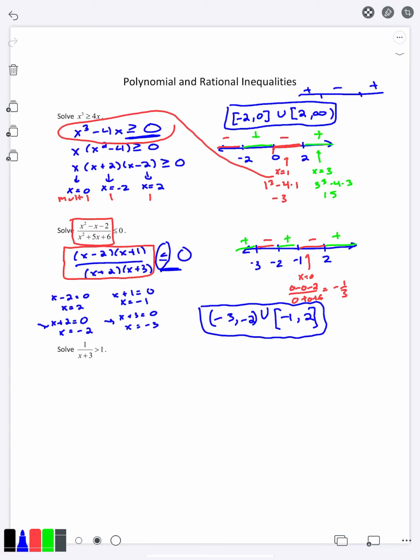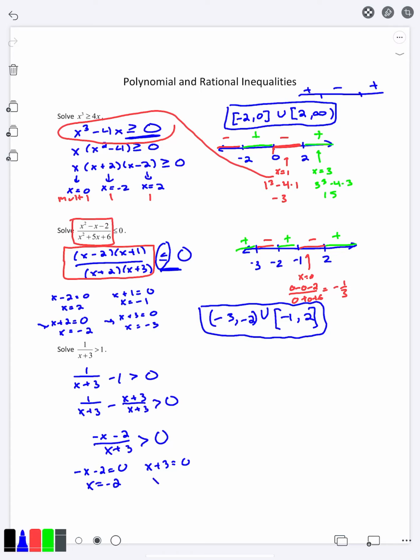So when you have a number over here that's not 0, it's going to be annoying, but what you have to do is just subtract that to make it 0. Then you have to get a common denominator, and then you combine it, you're going to have -x minus 2 over x plus 3. Then you take each one of these, set it equal to 0. You're going to get -2 and -3. We're going to mark those on our number line.